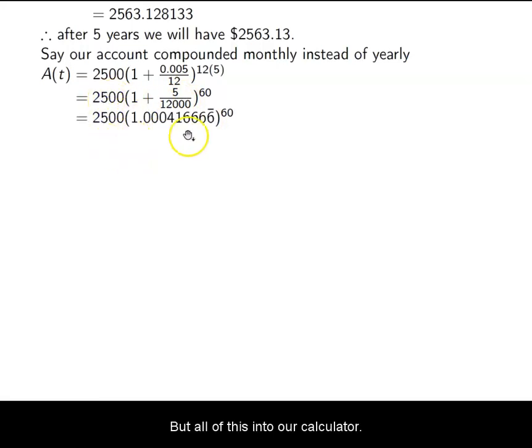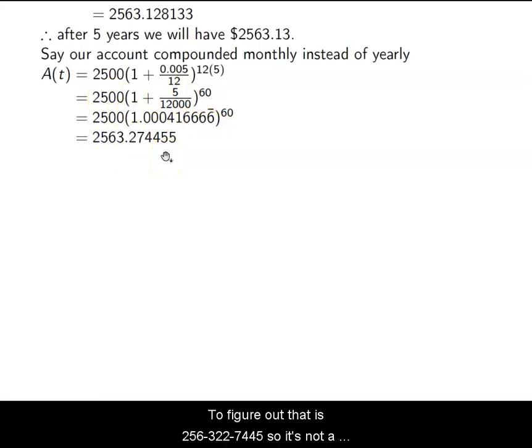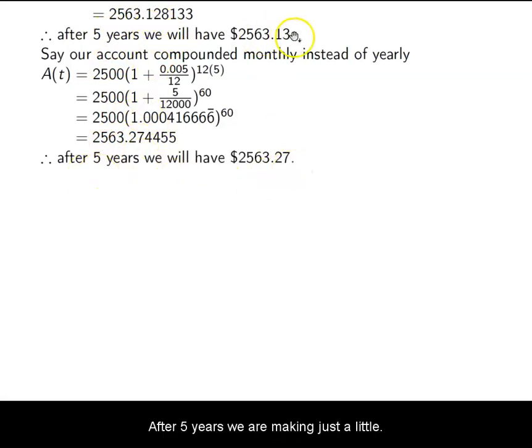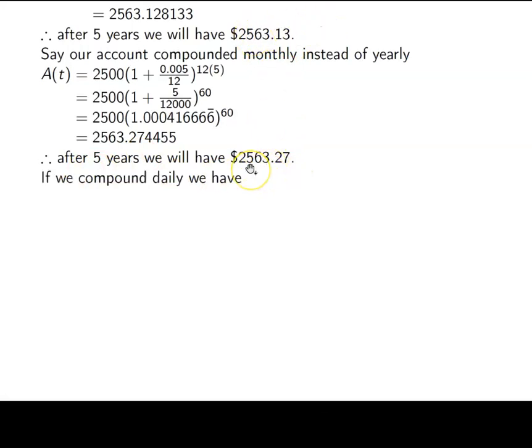Let's find what this is in a decimal value, or simplify it as a fraction is even better, okay? Plug all of this into our calculator to figure out that it's 2563.27445. So it's not a huge difference if we do this 12 times a year instead of once a year, right? It's about 15 cents more over a 5-year period. So we're not making a ton more. But obviously with large values, there would be a significant difference, okay? So after 5 years, we are making just a little bit more, right?